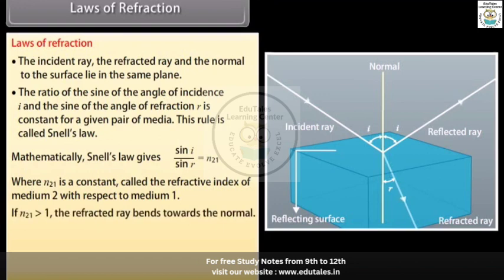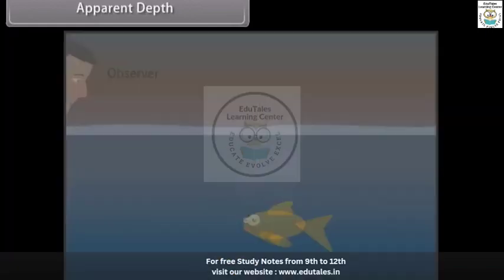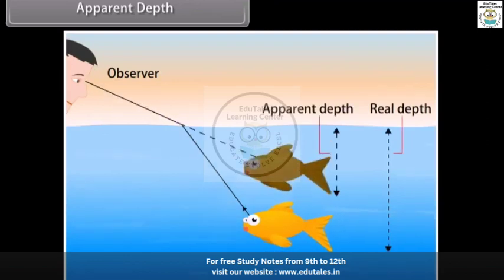If n21 is greater than 1, the refracted ray bends towards the normal. If n21 is less than 1, the refracted ray bends away from the normal. Higher the refractive index of a medium, the more it is optically denser. Apparent depth. Due to refraction, the object in another medium, say in water, appears to be raised.